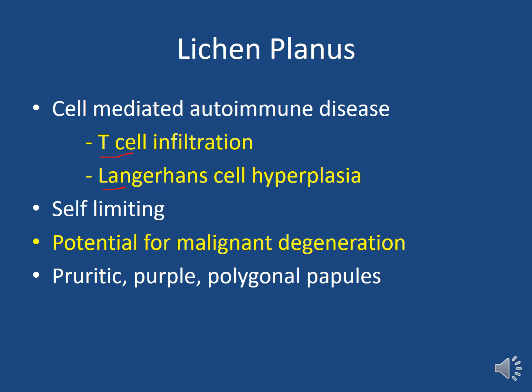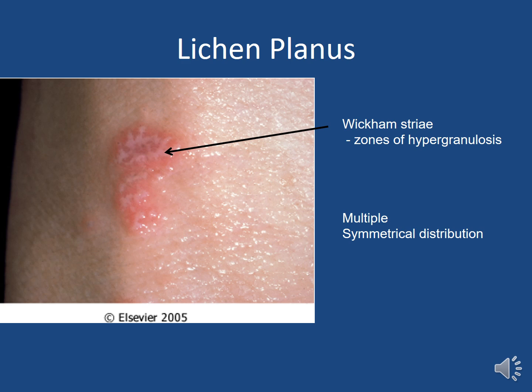Characteristically, the lesions will be seen as pruritic purple polygonal papules that may display Wickham striae, which are actually formed by zones of hypergranulosis. The lesions in lichen planus are usually multiple and with symmetrical distribution.